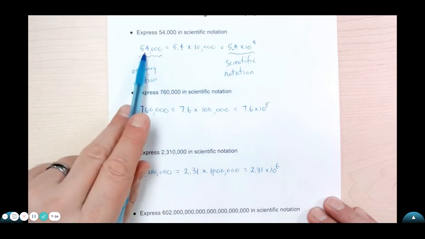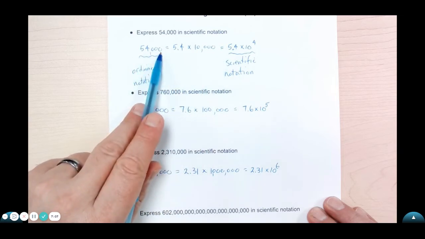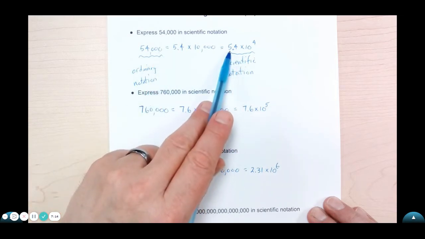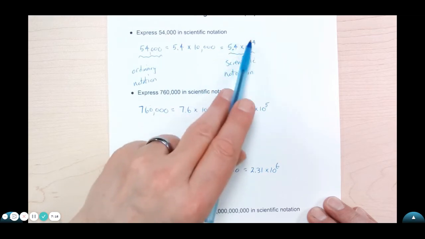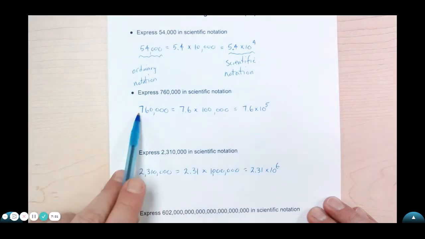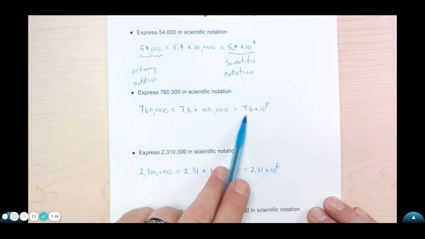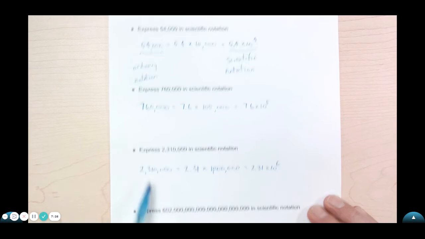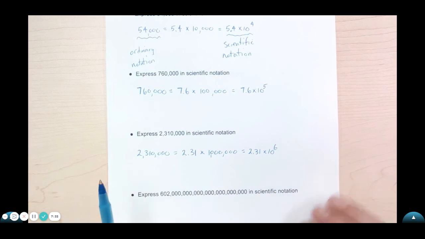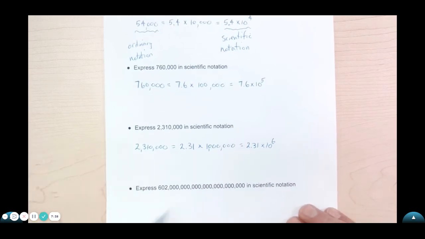of significant digits. 54,000 had 2 significant digits. These zeros were not significant because there was no decimal point in the number. Once again here, these are not significant. These are just placeholder zeros. 2 significant digits. There were 2 sig digs here. There's 2 sig digs in the scientific notation version. There were 3 significant digits there. There are 3 significant digits in the scientific notation version. So watch the sig digs. They have to be the same in both versions of the number.